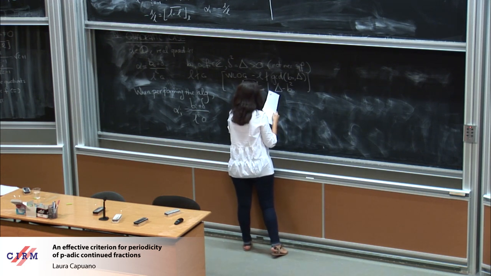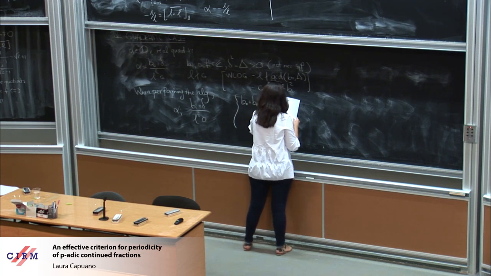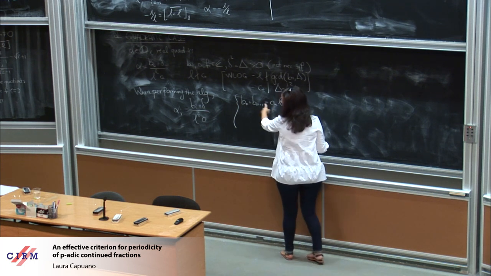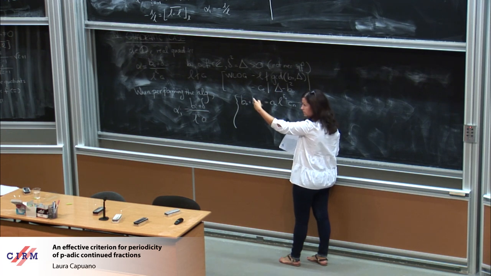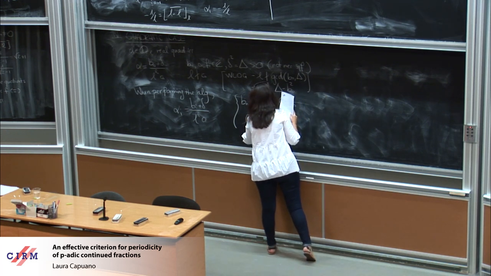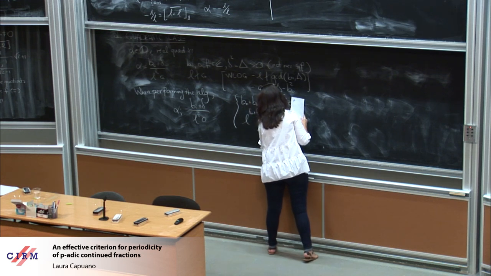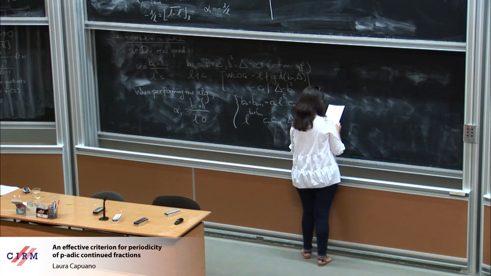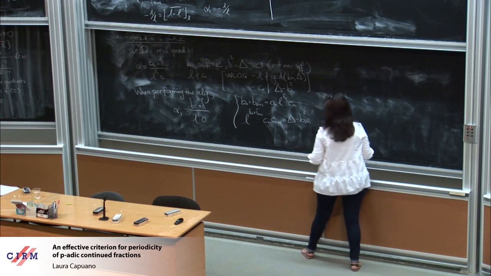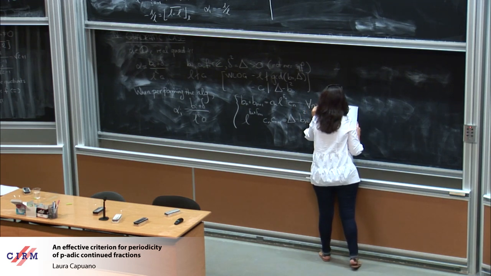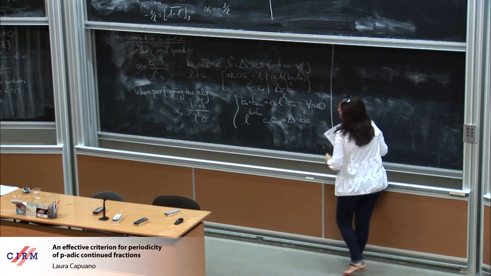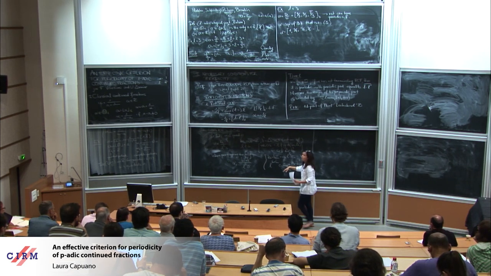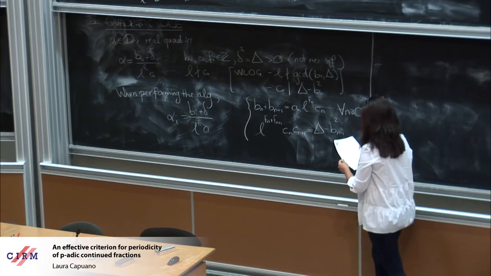So we have that b_n plus b_{n+1} is equal to a_n c_n f_n, where a_n is exactly the partial quotient that we have in the algorithm, and f_{n+1} c_n c_{n+1} is equal to delta minus b_{n+1} squared. This is for all n bigger or equal than 0. Okay, so using this form of the complete quotients, one has the following proposition.